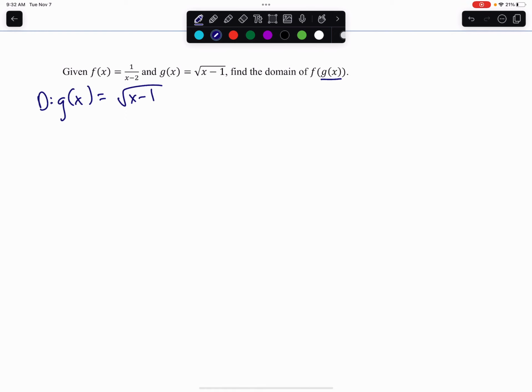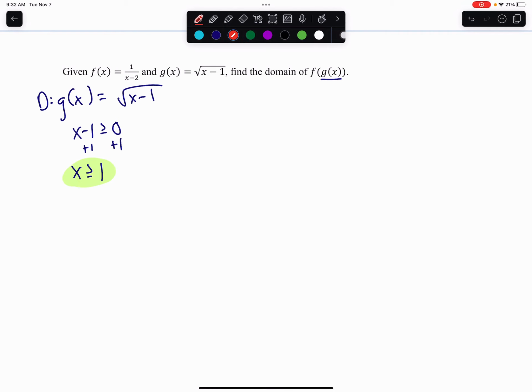In order to make it real numbers, we have to make x minus 1 greater than or equal to 0, because the domain is all real numbers. Add 1 to both sides. We get x is greater than or equal to 1. So let's keep that in mind. I'm going to highlight that to keep in mind for later.